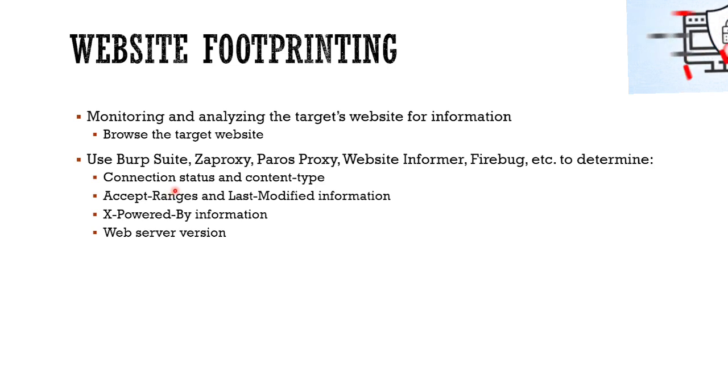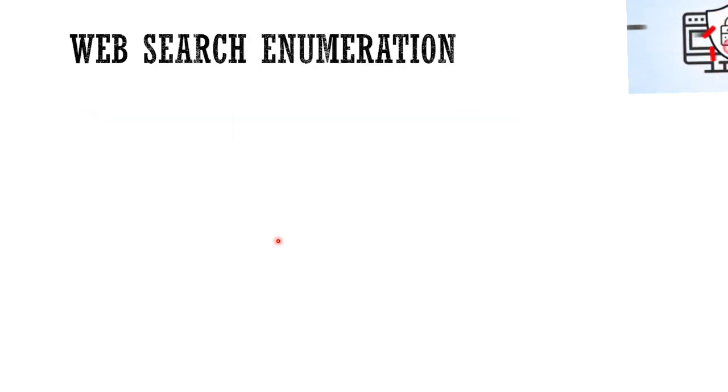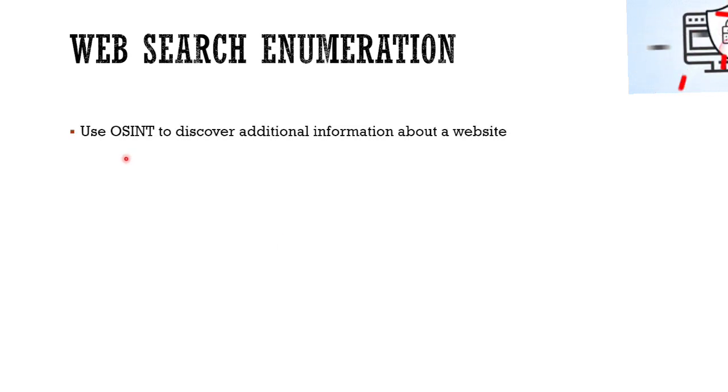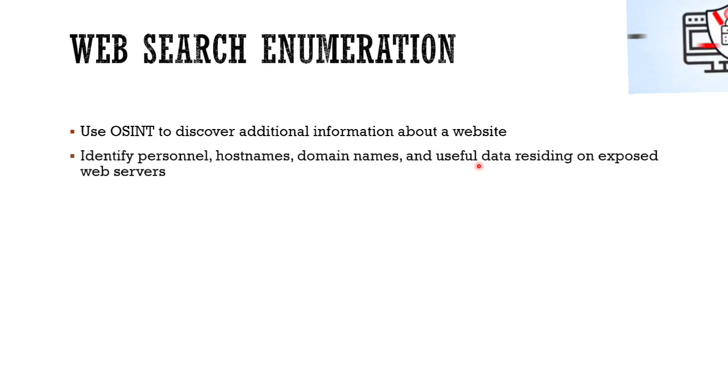We use them to look for connection status, content type. When was it last modified? What's accepted? What powers it? What are the web server versions? We'll look at HTML source code, and we'll examine and validate cookies. When we're enumerating websites, we could use OSINT to discover additional information about that website. Let's look for personnel or host names or domain names, anything useful that might be exposed by that site or might expose information about those servers.